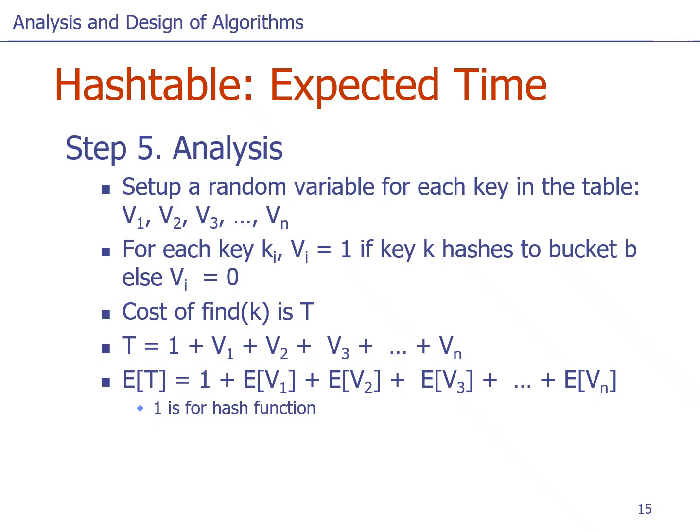This is just the random variable equation, which is t equal to 1 plus v1 plus v2 plus v3 plus vn. But what I'm interested in is the expected time on average as we go to infinity. So I'm going to take the expected value of each one of those random variables. So I will say the expected value of t is 1 plus the expected value of v1 plus the expected value of v2 plus the expected value of v3, all the way to the expected value of vn. Again, let's start from the beginning.